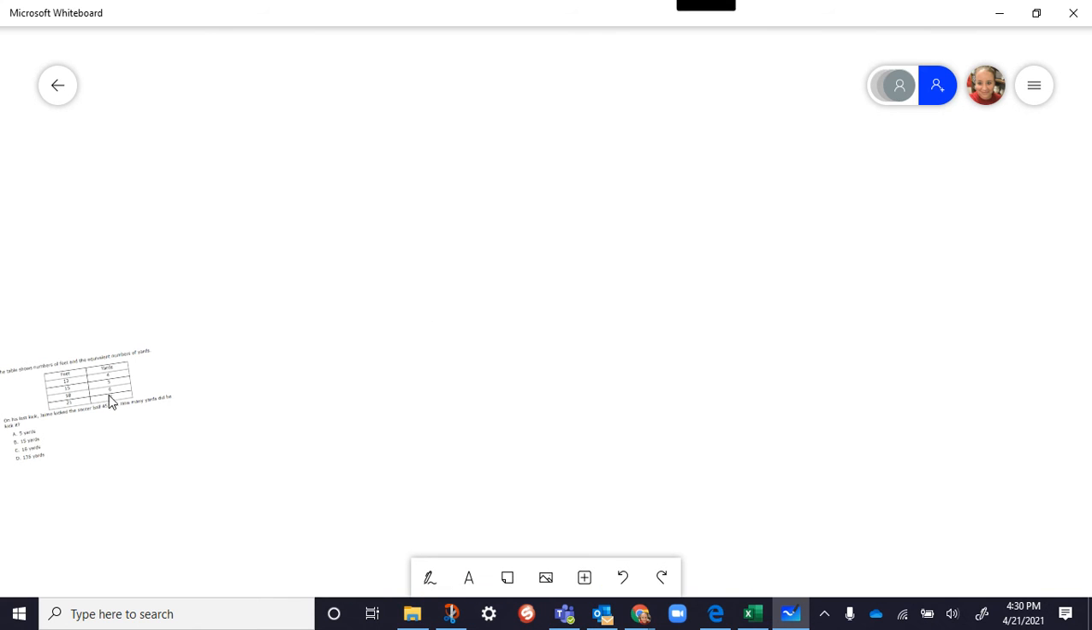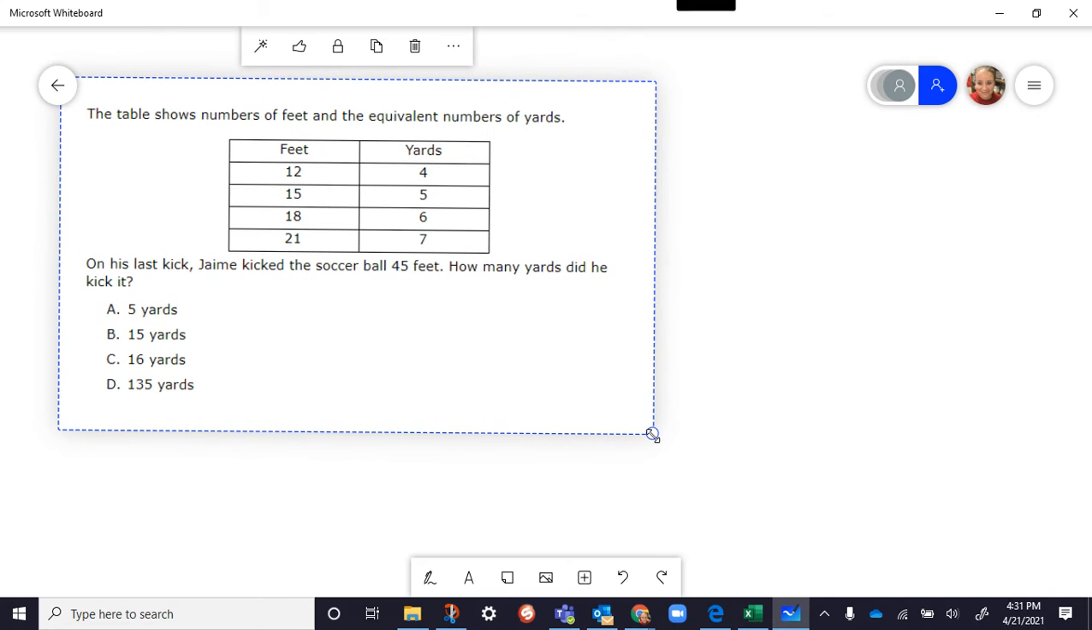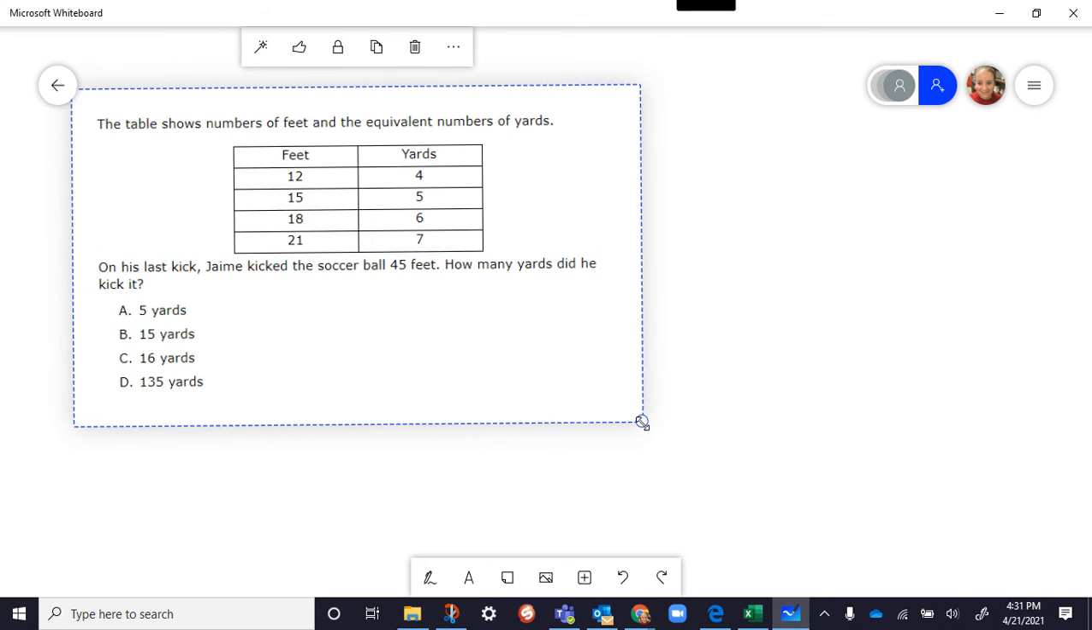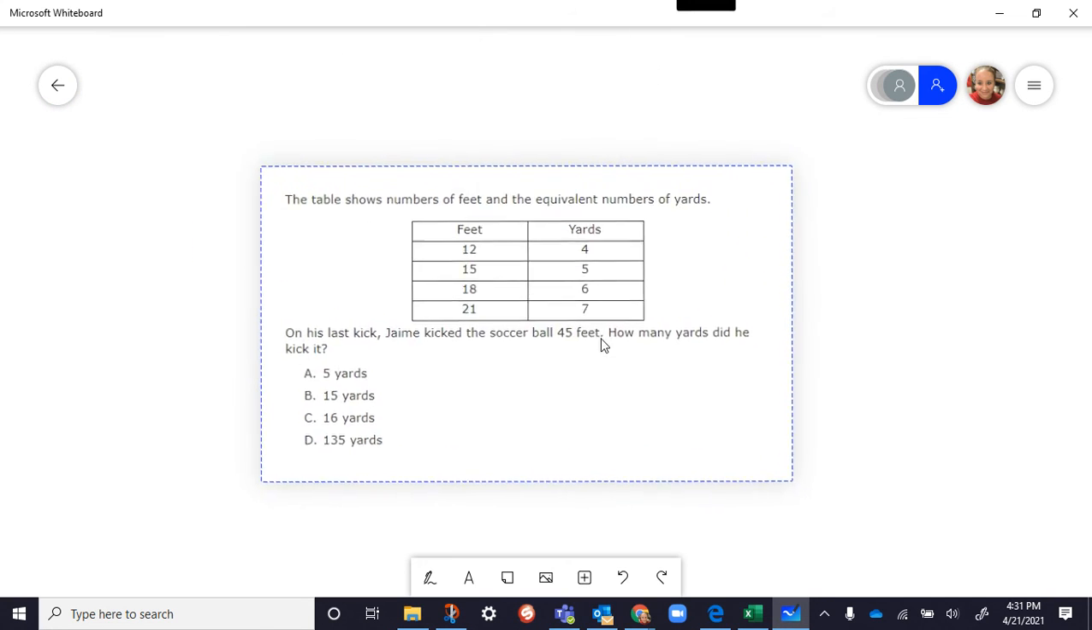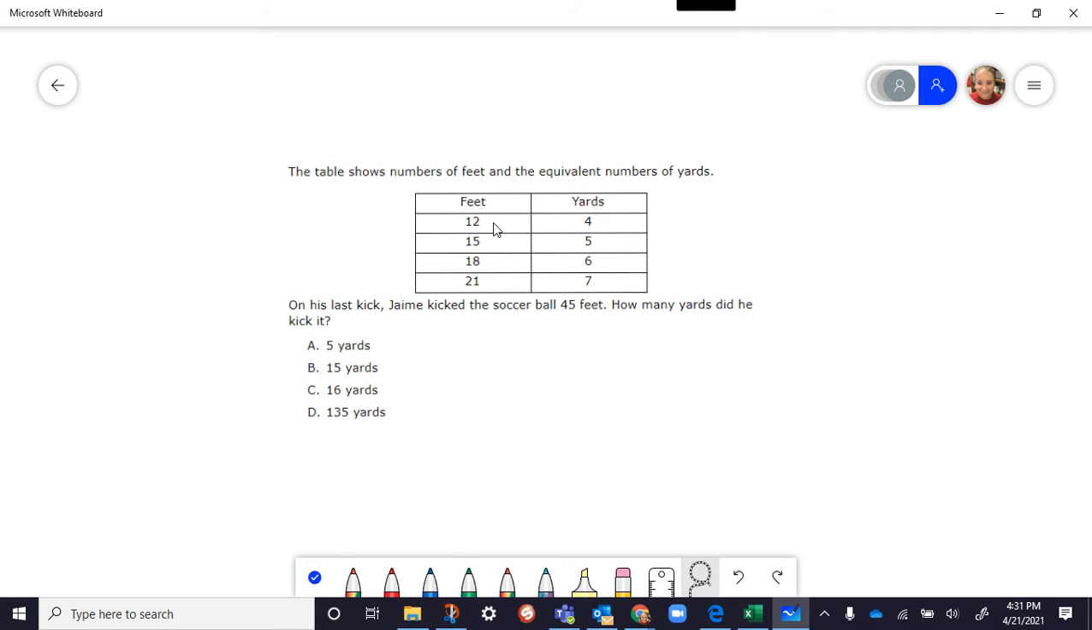All right, next we have a table, and this table is showing us the feet and yards. So we've got the numbers of feet and the equivalent number of yards. On his last kick, Jimmy kicked the soccer ball 45 feet. How many yards did he kick it?